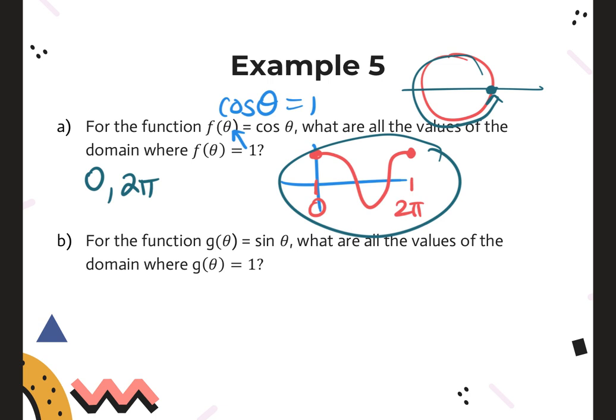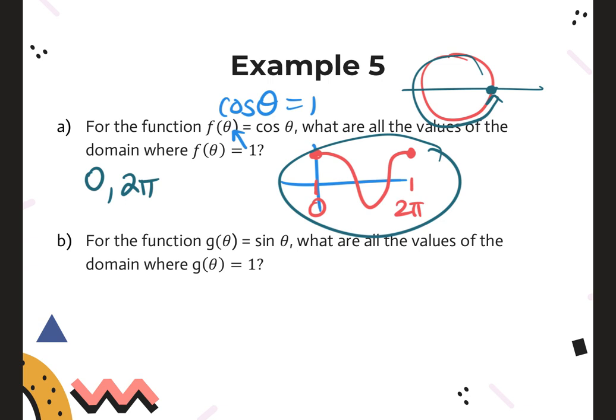The question's asking where cosine is 1. Well, yeah, because it's saying if f of theta is cosine, when is f of theta 1? So when is cosine 1? We would just leave it as that. Yep. So both of them are the answer? Correct.